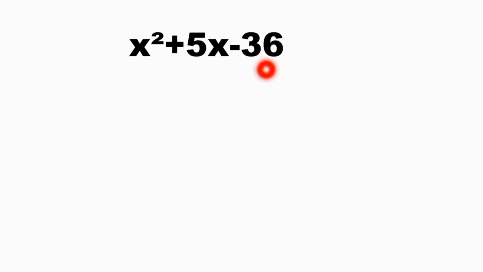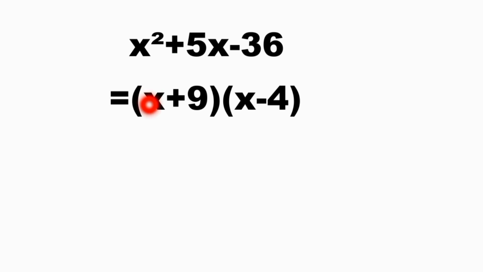So possible factors: if you consider positive 36 times negative 1, no, because the middle term is 5. And if you consider 2 times 18, no, because this is 5. But if you consider 9 times 4, if 4 is negative and 9 is positive, then if you combine, it will give an answer of 5. So the factors that we are looking for are the quantity x plus 9 and the quantity x minus 4.